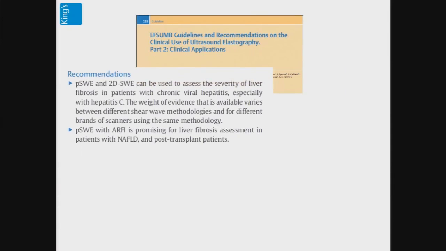What do the guidelines say? Well, the guidelines essentially have confirmed what I've said to you so far. Point shear wave elastography, which is the ARFI measurement, can be used to assess the severity of liver disease, fibrosis in patients with chronic viral hepatitis, and particularly in hepatitis C. That's where most of the work is done. And you're able to differentiate, but different scanners cannot give you the same velocity measurements.